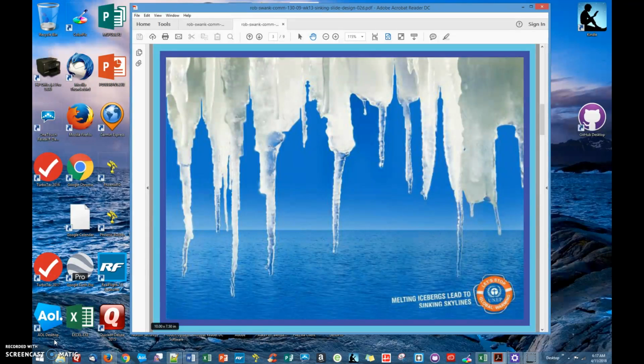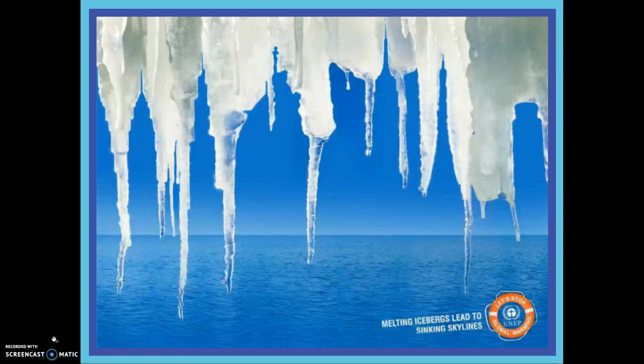United Nations. It is for the Environmental Project Program. Let me bring that up here. The project is Let's Stop Global Warming, and the ad is Melting Icebergs Lead to Sinking Skylines. The target audience is each of us, but generally it's set for teens through adults, probably middle class, to help them consider how we're striving to take care of our planet.